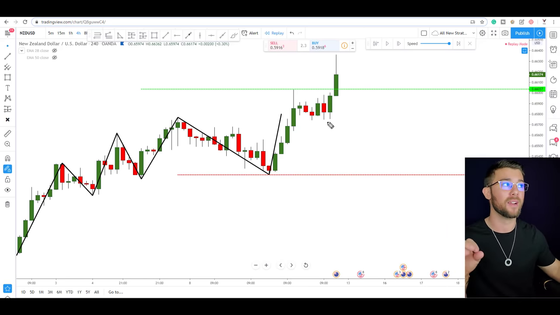And whenever it does, you're placing your order right there with a stop loss right below your previous swing lows. So that would look like this. And a target at a 1.5 would look like this. And so this would be a good way to trade based on trend continuation.